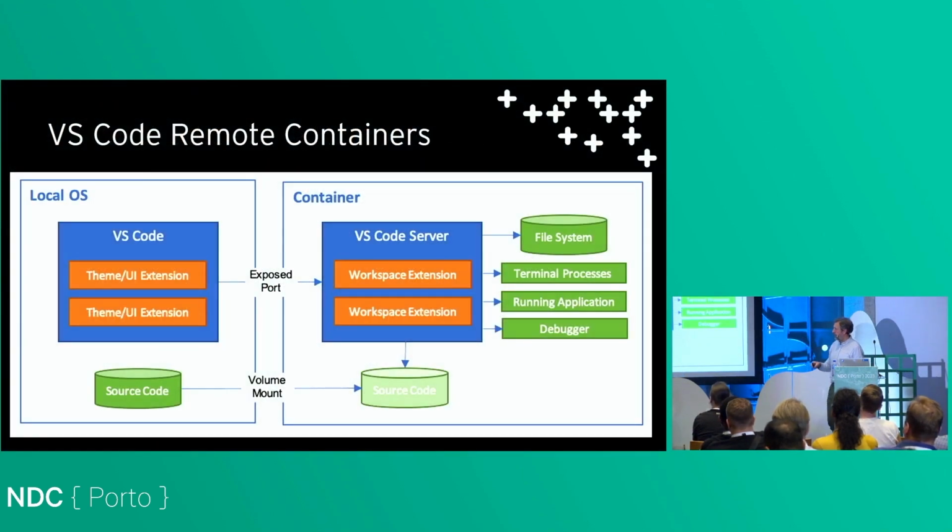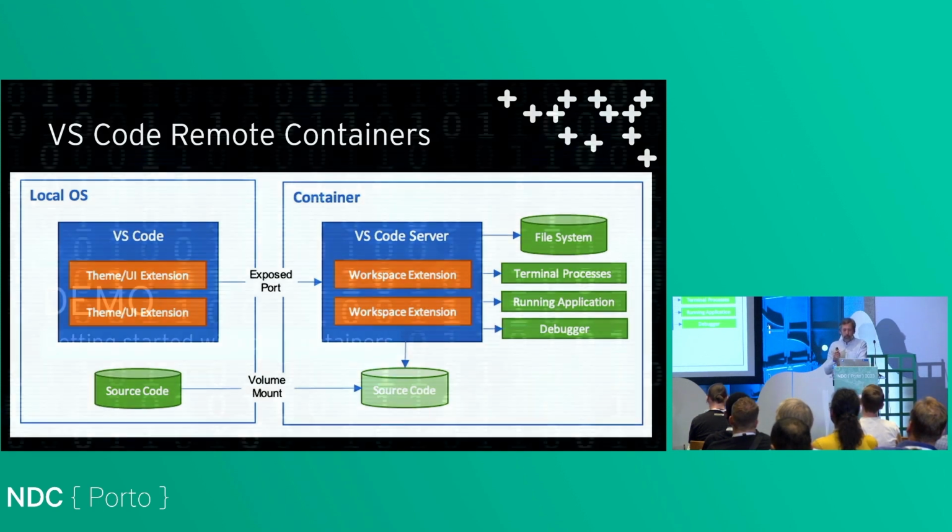You have VS Code to the left. That's where you have your UI. You'll have the source code downloaded to your machine. But everything that's going on there is actually going on in the server part of VS Code. So when you're building things, running things, testing things, that will happen inside that container, and the source code will be mounted inside that container.